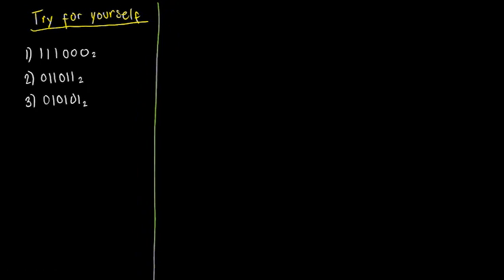So we start off with number 1. Write down the given number, 1, 1, 1, and 3 zeros. Now, to convert this to decimal, it's pretty easy. Rewrite this 1, 1, 1, 0, 0, 0. Now, remember, we start with 1, and then double that, 2, and then we double that again, 4, 8, 16, and 32.